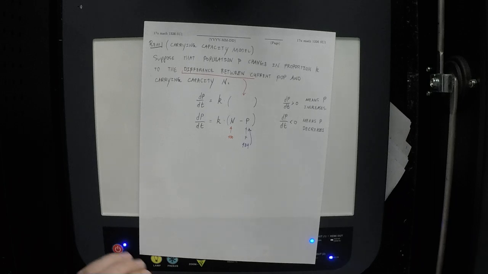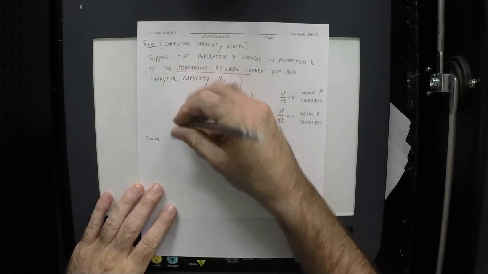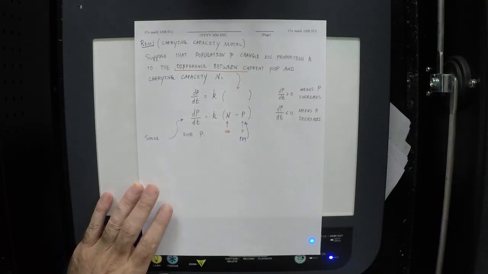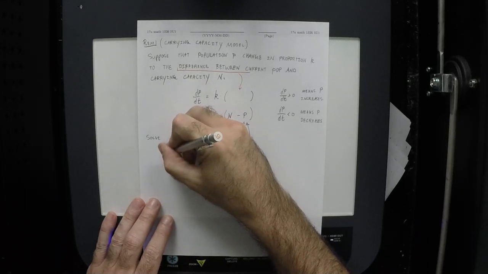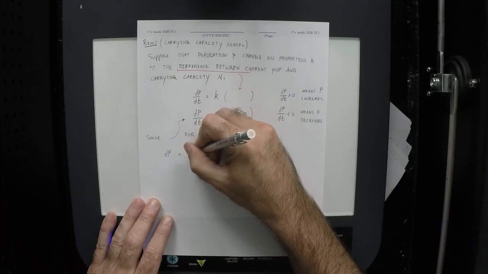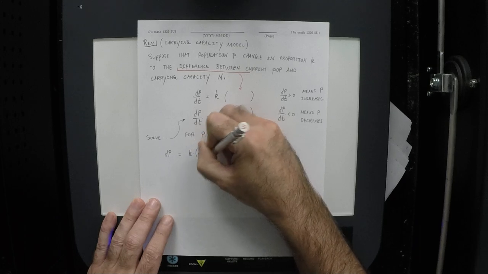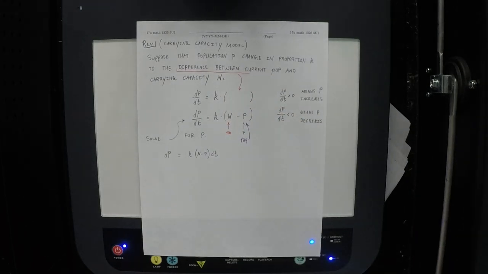Okay, well, let's solve this. Let's solve this for p. And we're going to do it the same way that we've done so many times. So I'll start out by saying that dp is k times n minus p dt. So have we separated the variables? What are the variables? P and T. So have we separated the P's and the T's?